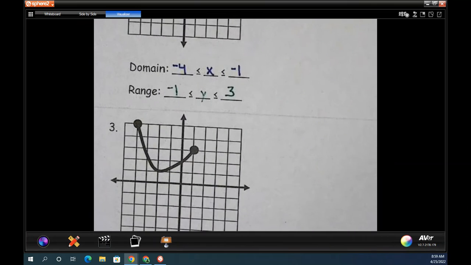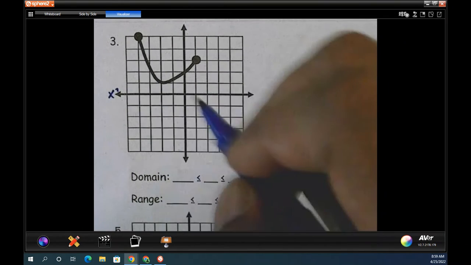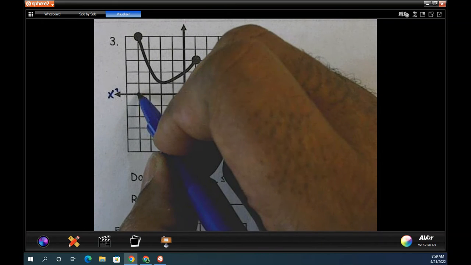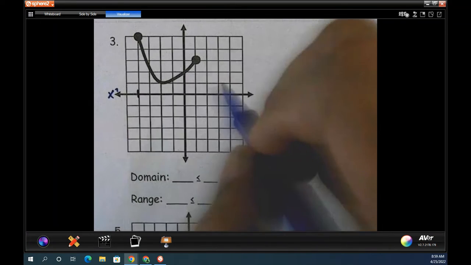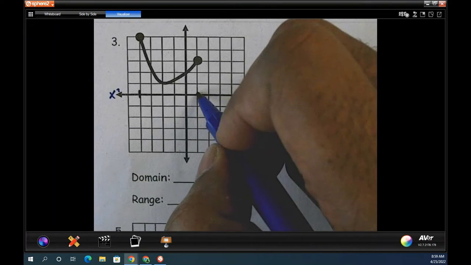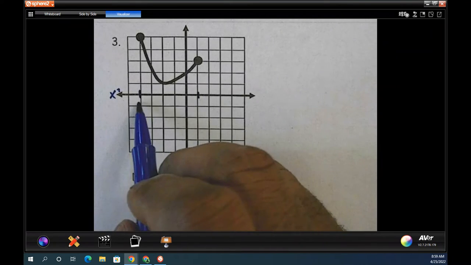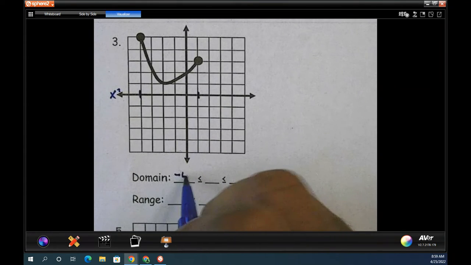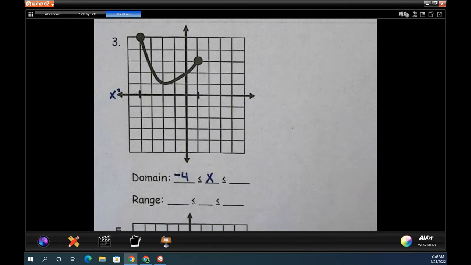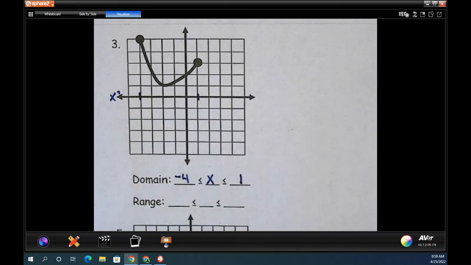Look at number 3. On the x-axis, we're only comparing this graph to what's on the x-axis. I always start left when I'm dealing with this. Okay, so it's between here and it goes all the way over here. That's negative 4 is less than or equal to x, and it goes all the way over to 1. Are y'all starting to understand that?